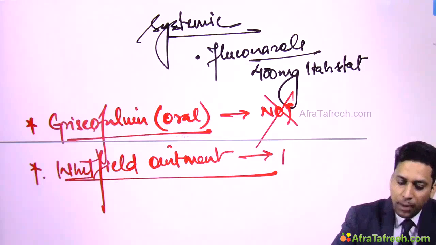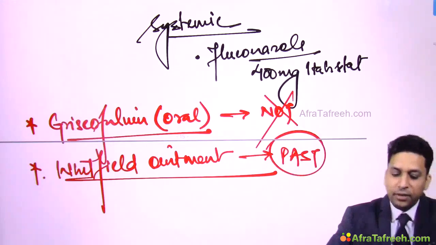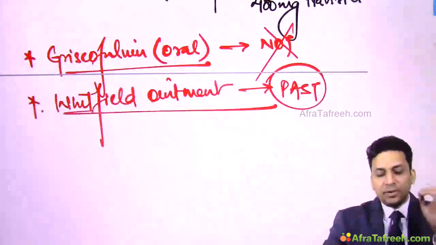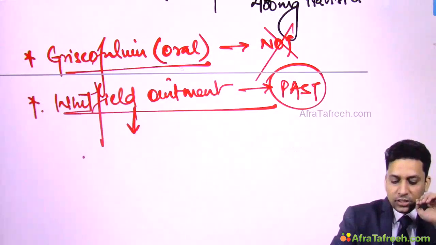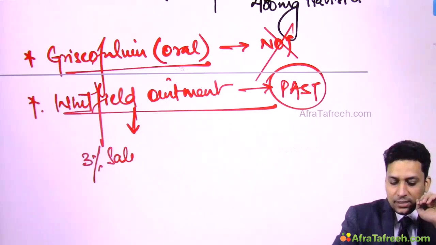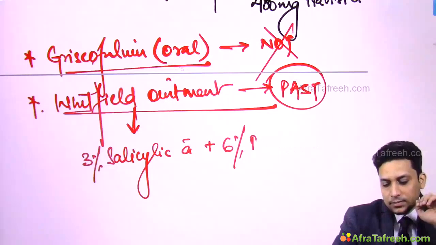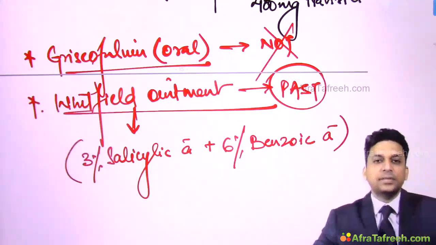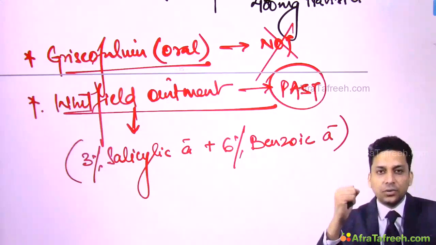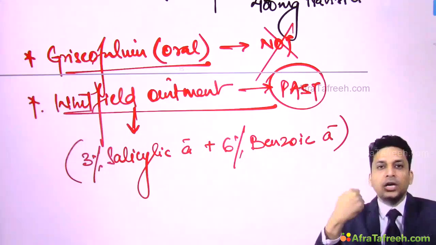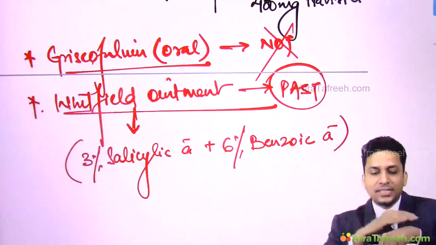Now this was used in the past, this is no longer used, this is an old treatment. Previously this ointment was used, which is a combination of 3% salicylic acid and 6% benzoic acid. This combination of 3% salicylic and 6% benzoic acid is known as Whitfield ointment. In a pityriasis versicolor patient, we apply this acid over the skin.